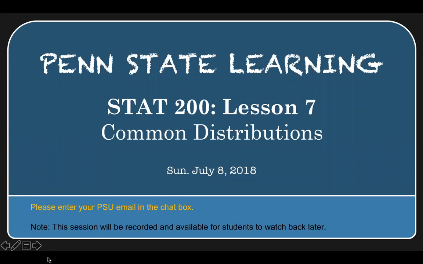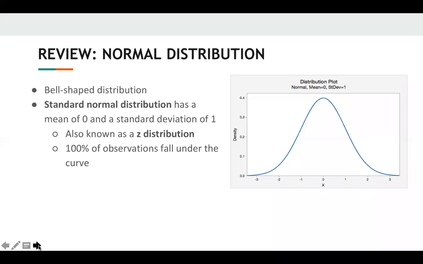Alright, so here is lesson 7, common distributions. So just a review of the normal distribution. It's a bell-shaped distribution with a mean of 0 and a standard deviation of 1. It's also known as a z-distribution, and just know that 100% of your observations will fall under this normal curve.